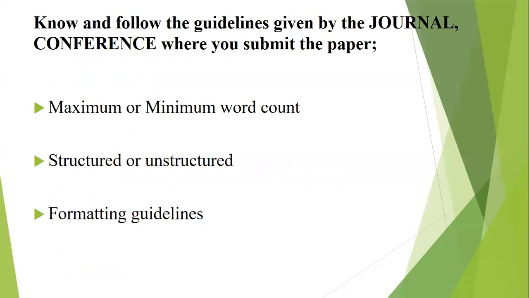Then, we have to know and follow the guidelines given by the journal or the conference where you submit the paper. If you are submitting an abstract to a conference or a journal, you have to know and follow their guidelines. What you have to follow is the maximum or minimum word count, whether it is a structured or unstructured abstract you have to prepare, and the formatting guidelines such as the font size and the font you have to use, likewise.